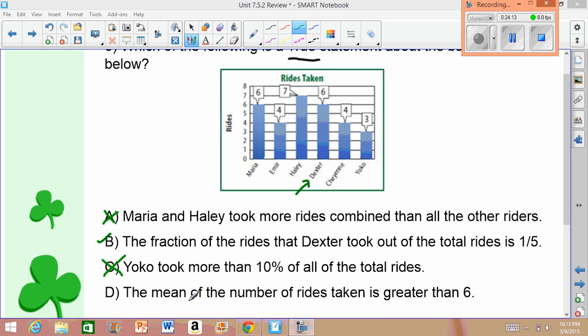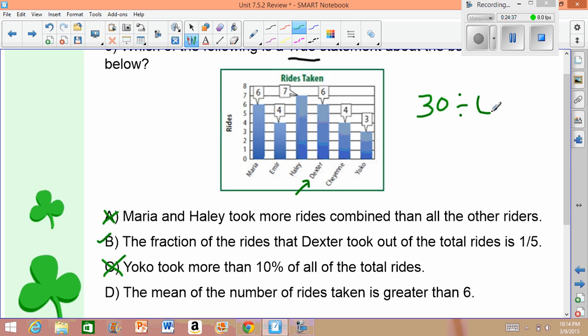So let's look at our final statement. It says the mean of the number of rides taken is greater than 6. Remember, mean means average. So we would add all of these up and divide by 6. Well, we've already added them all together. We know that answer is 30. And we have 1, 2, 3, 4, 5, 6 different people. So if we take 30 divided by 6, that gives us our average, or our mean, as being 5.